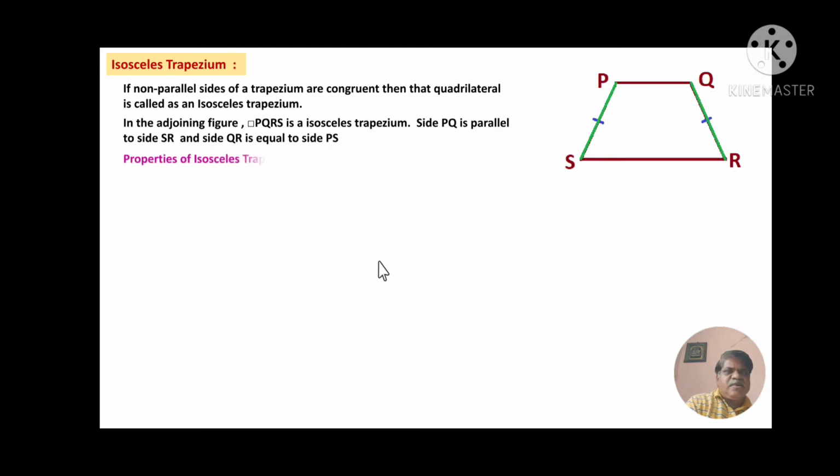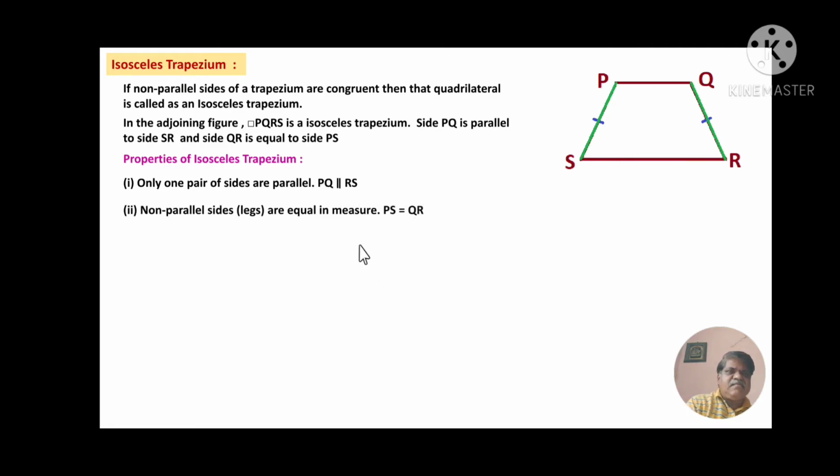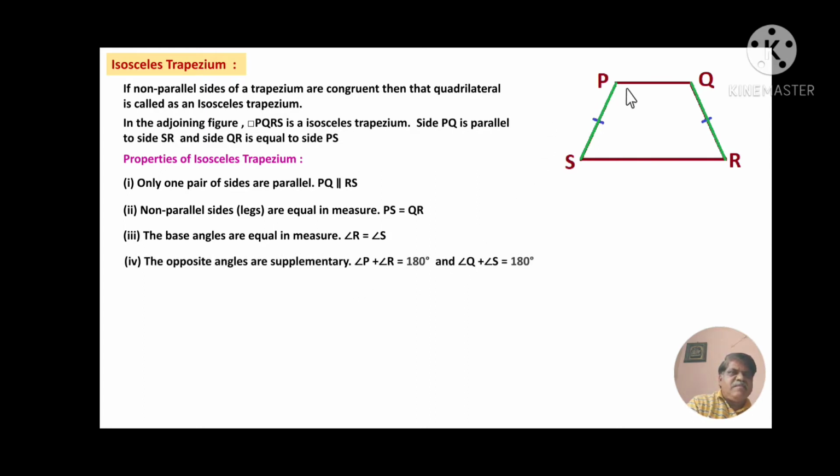Friends, what are the properties of this isosceles trapezium? Number 1, only one pair of sides is parallel, that is PQ parallel to RS. The non-parallel sides, that is legs, are equal in measure, that is PS is equal to QR, shown with the green color here. The base angles are equal in measure, that is angle R and angle S are equal. The opposite angles are supplementary. Angle P plus angle R is 180, similarly angle Q plus angle S is 180.